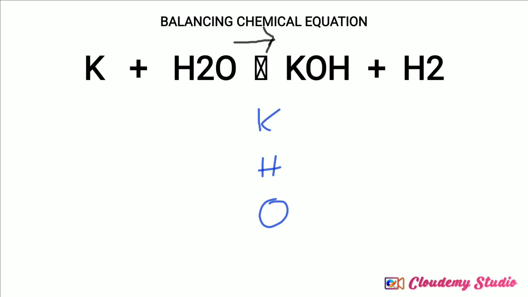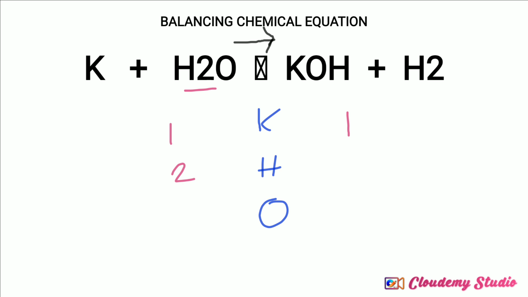Potassium at the left hand side, how many potassium atoms are there? Only one potassium atom at the left hand side. At the right hand side, the potassium is how many times? Here also, only one time. Now come to the next atom, that is hydrogen. At the left hand side, how many hydrogen atoms are there? Here what is given? H2. That is, two hydrogen atoms are there.